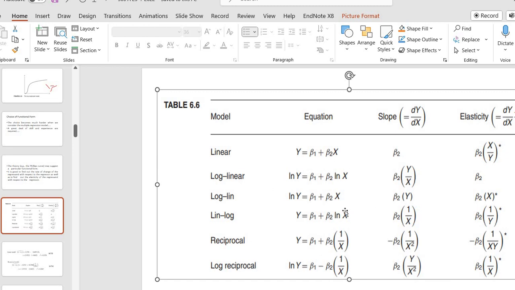So these are the types of models which we'll deal with, and we'll try to understand what is meant by beta 1 and beta 2 in each equation, and how we can interpret it. And there are two things which we'll focus on, the slope thing and the elasticity thing. So let's move on and see how we can take it.